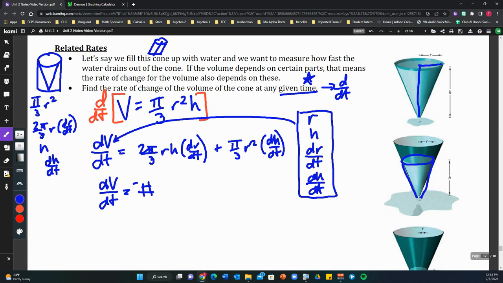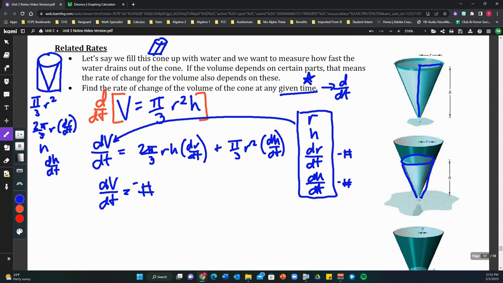What also is decreasing is the size of the circle on top. That means the radius is shrinking, so dr/dt would have to be a negative number. And the height of the water is also decreasing, so that would have to be a negative number. So there's lots of pieces of information in the situation that's going on, and all of those rates, again, play a role.